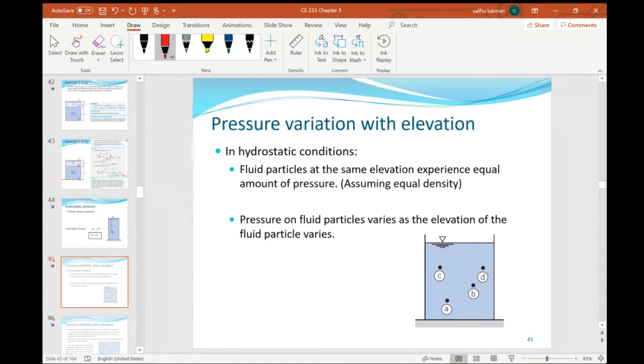Pressure on fluid particles varies as the elevation of the fluid particles varies. So points C and D have the same pressure, which is different from A, and A has higher pressure than point C because it is deeper down. But they all have the same piezometric pressure, because the piezometric pressure takes care of the pressure head and the elevation head. The piezometric pressure is at the top of the water for each of the particles, when you sum it up.